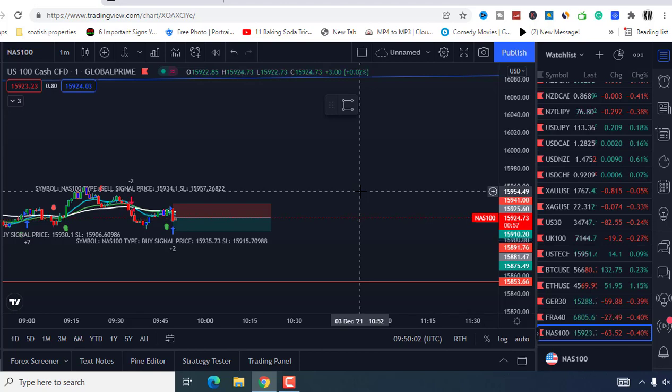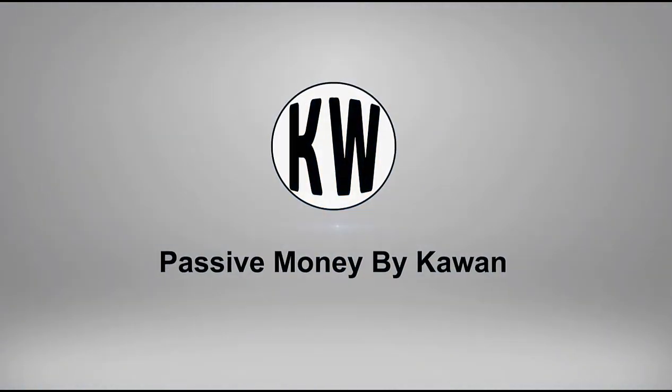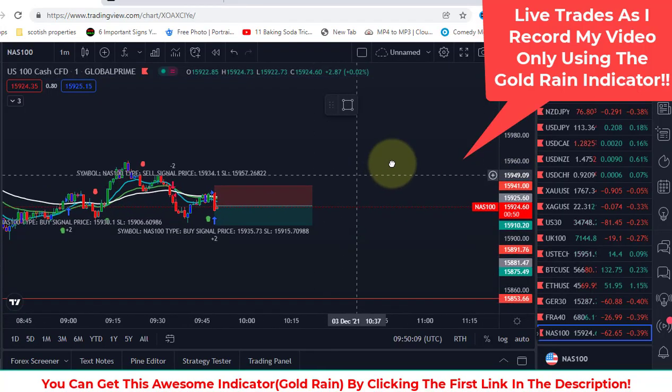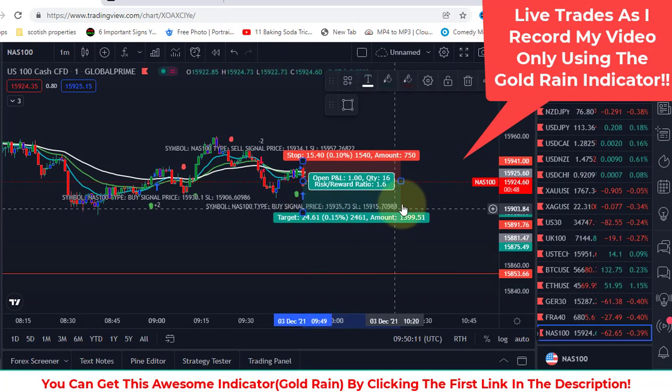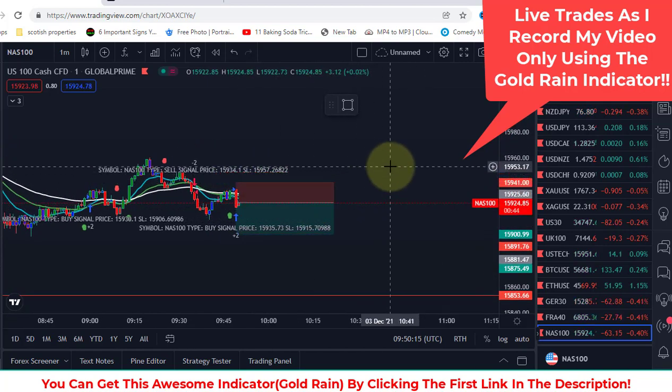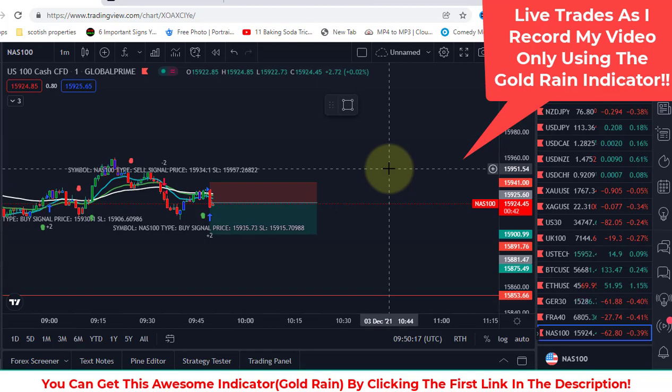Oh, let's try some of these pairs. So this one is Nasdaq, and I'm trying the indicator. So I put it in 1 minute time frame, and then I will see in a few minutes what would be the position and what would be the trade outcome.